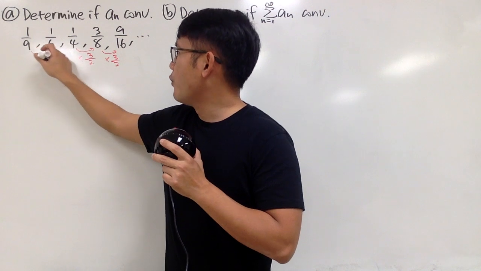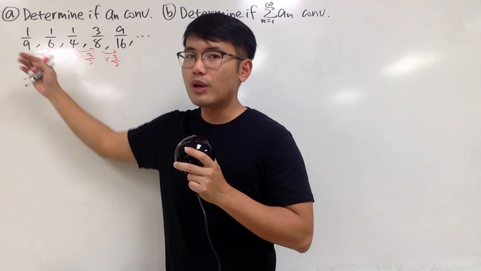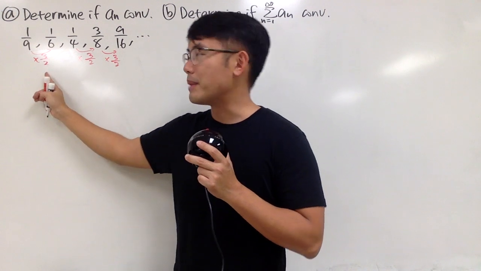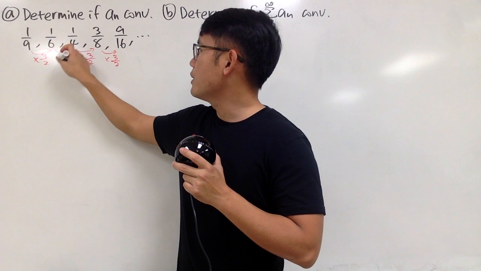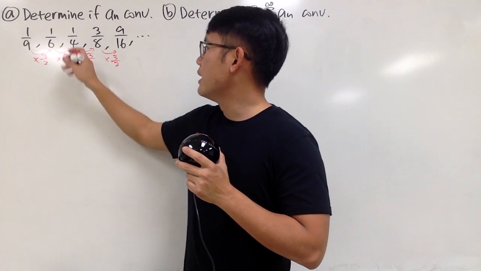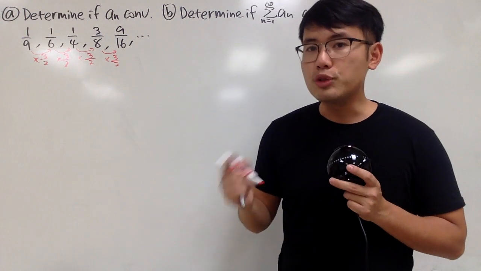When we go from 1 over 9 and multiply by 3 over 2, of course, the 9 and 3 will cancel. You have the 3 on the bottom, and 3 times this 2 on the bottom will give us the 6 on the bottom. And then we can keep going, multiply by 3 over 2, and we can go from here to here, right? So in fact, this is a geometric sequence.